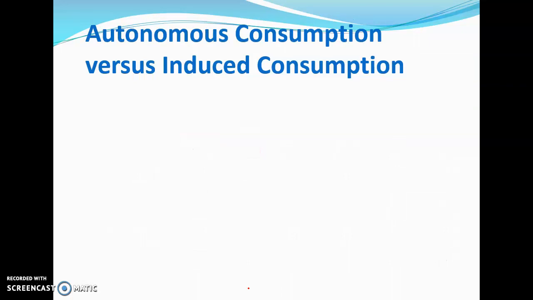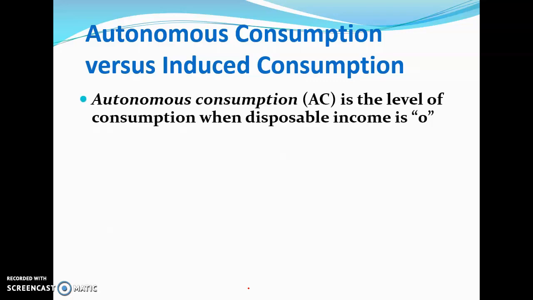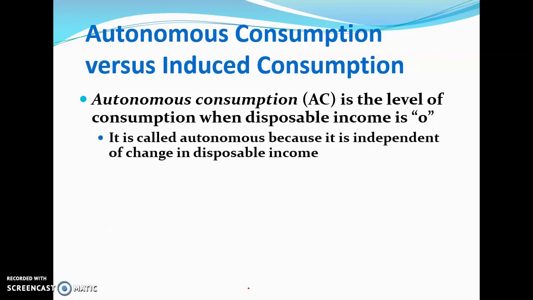Now there are different types of consumption. I have discussed with you the autonomous consumption. Now autonomous consumption was that part of the consumption at which the income level was equal to 0. The other consumption is the induced consumption. Now autonomous consumption is the level of the consumption where the disposable income is equal to 0. It also represents your y-intercept, and it is called autonomous because it is independent of the change in the disposable income. If your income is not going to change, whatever the consumption which you are going to have at that level, it represents your autonomous consumption.